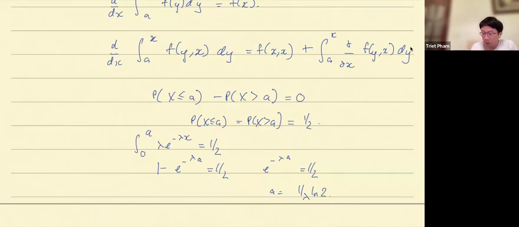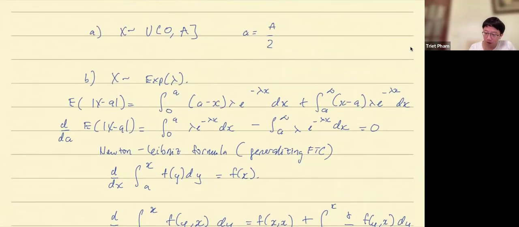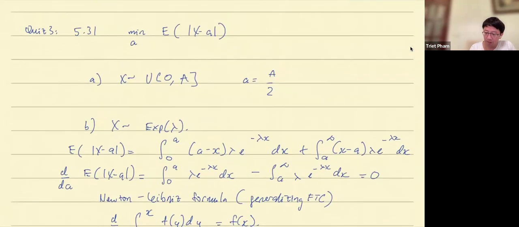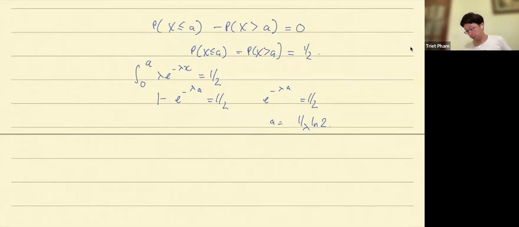But the more valuable message is that the one that minimizes the L1 distance away from a random variable actually is the median, not the mean. The mean will minimize the L2 distance. The median minimizes the L1 distance in general. Any question?